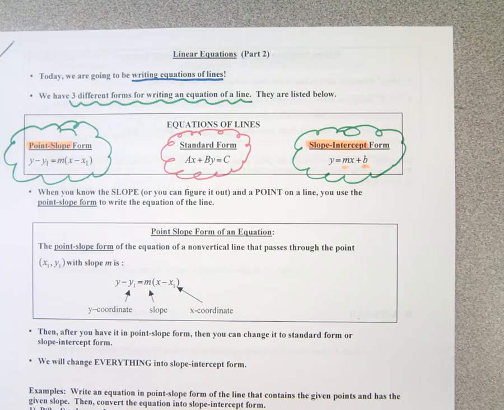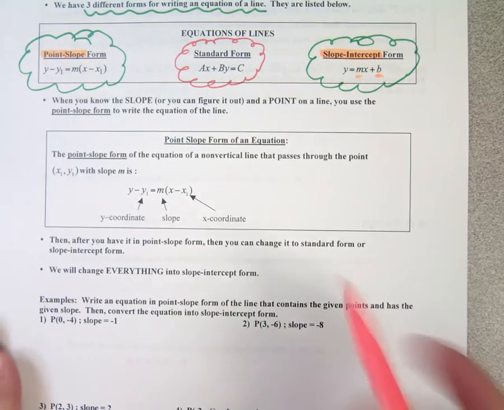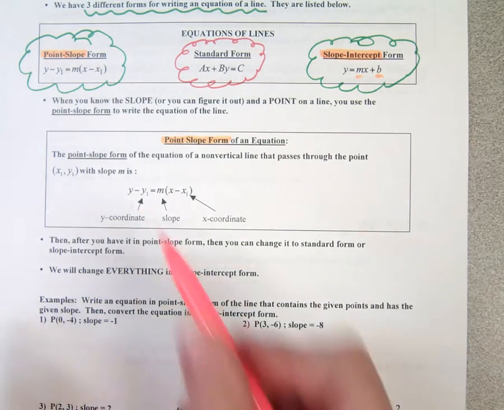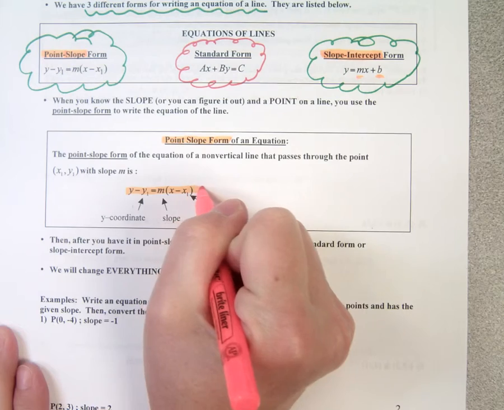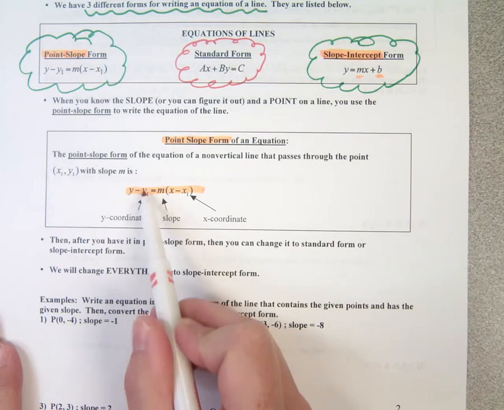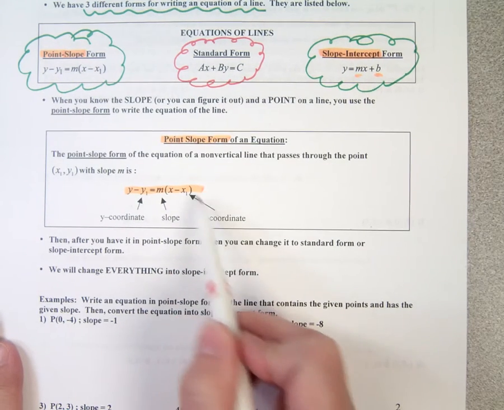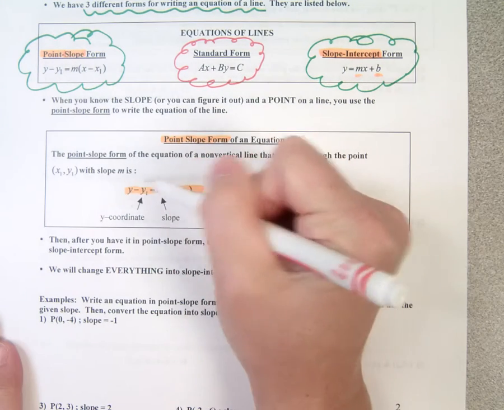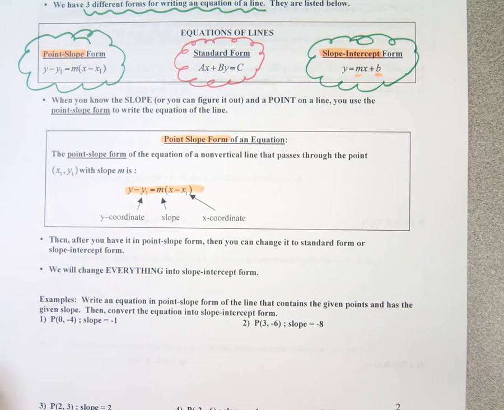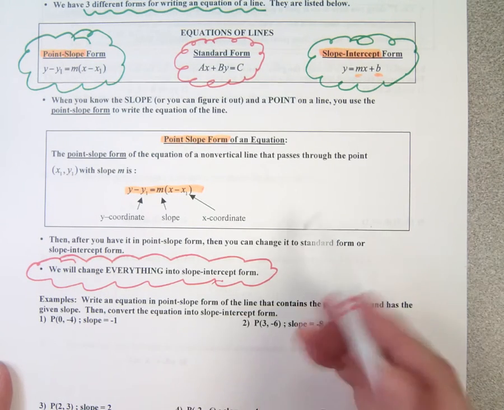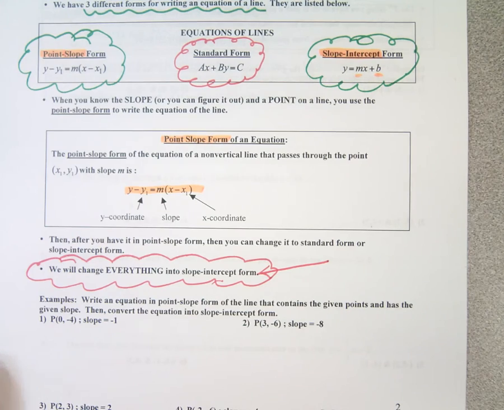Okay, first thing we're going to practice is point slope form. And this should look very familiar to everybody. So it goes y minus y1 equals m times x minus x1. This is where the y-coordinate of the point goes. This is where the x-coordinate of the point goes. And the m is where the slope goes. This y and this x right here, those always just stay right where they are. Okay, after we put our equation in point slope form, we are going to change everything into slope intercept form. So our final answer is going to be in slope intercept form.